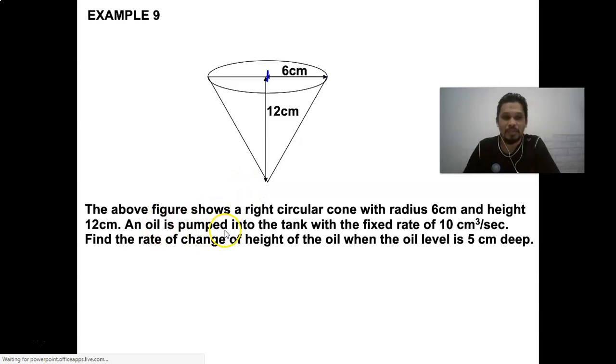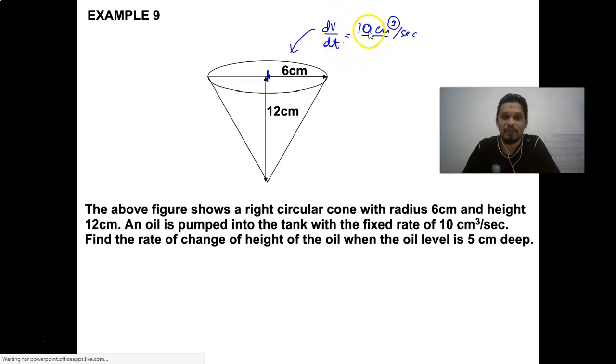And oil is pumped into the tank, meaning it is an empty tank right now that we fill up with oil at a fixed rate of 10 centimeter cube per second. So this is the volume, 10 centimeter cube per second, and we can form this into the equation dV/dt.